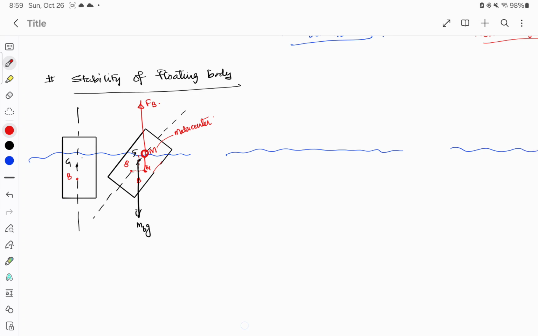So we can see that this particular arrangement is creating a couple like this, which is trying to regain its shape. So this will be what? This will be stable equilibrium.